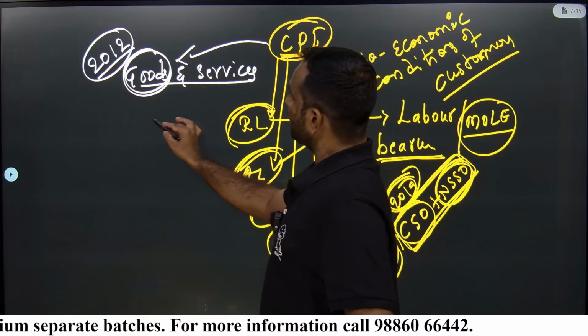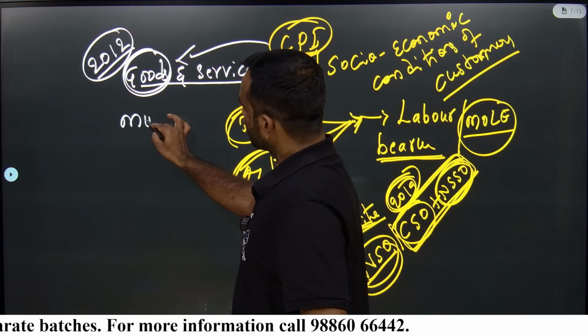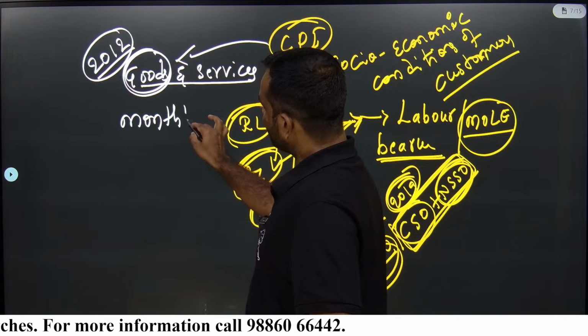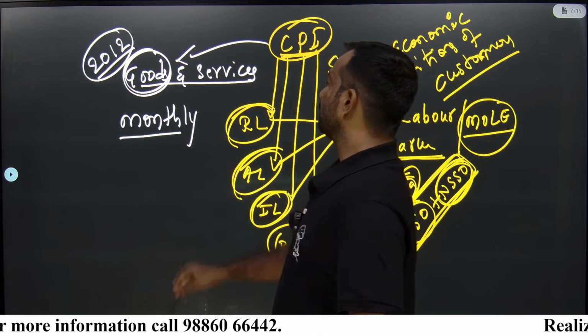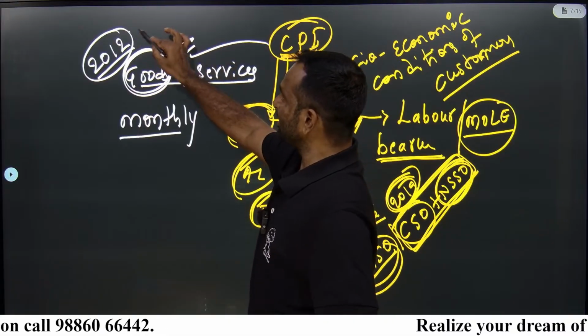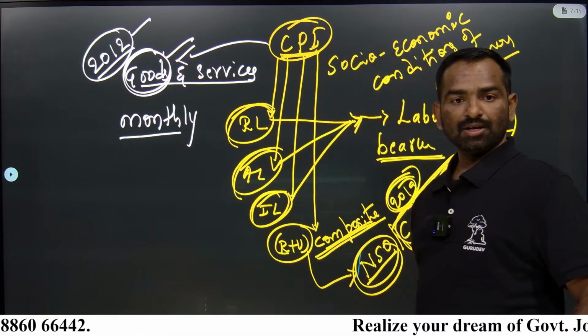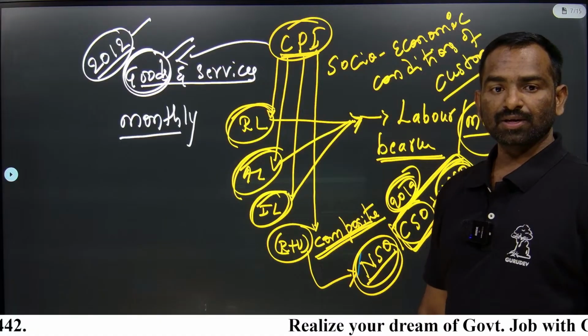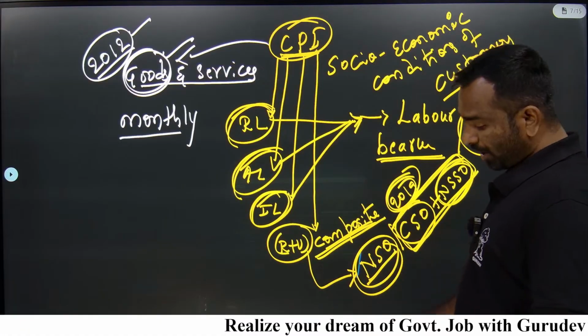And CPI, which is calculated on a monthly basis, includes both goods and services, and its base year is 2012. This is what CPI is.